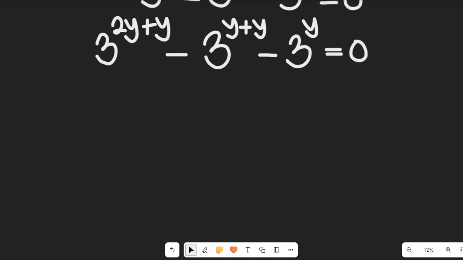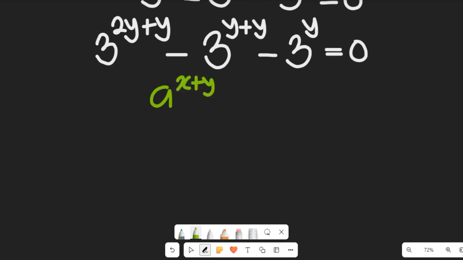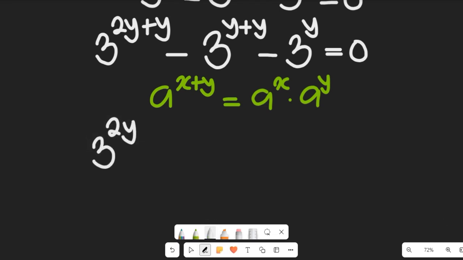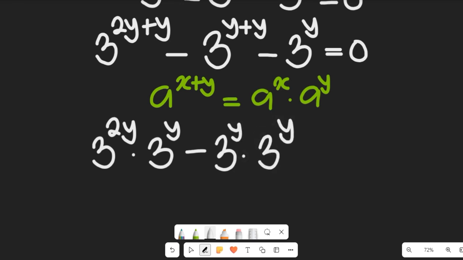If you simplify this, recognizing the law of indices, remember that if I have a^(x+y), this simply will give me a^x multiplied by a^y, right? Great. So that simply tells me that this can be 3^(2y) multiplied by 3^y, minus 3^y multiplied by 3^y, minus 3^y, and this will be equal to 0.